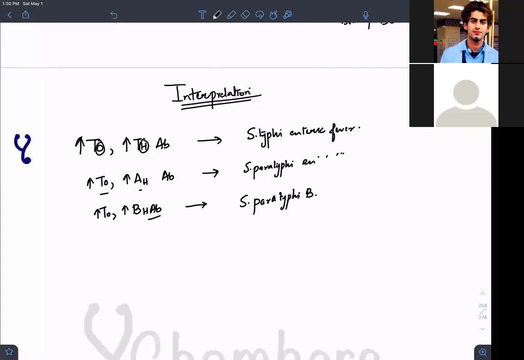Okay. I have increased TO. I have increased TO antibodies only. It means I have a recent infection, and it can be either due to S. paratyphi A or S. paratyphi B, or even S. typhi.